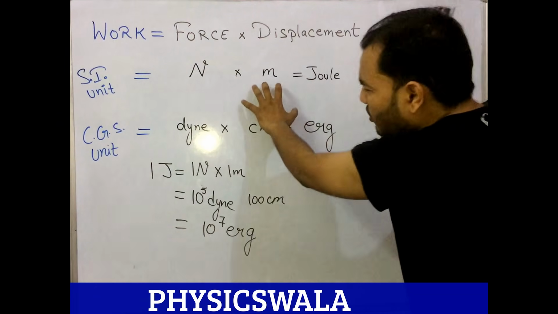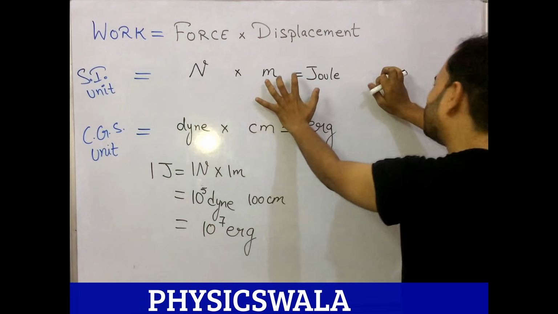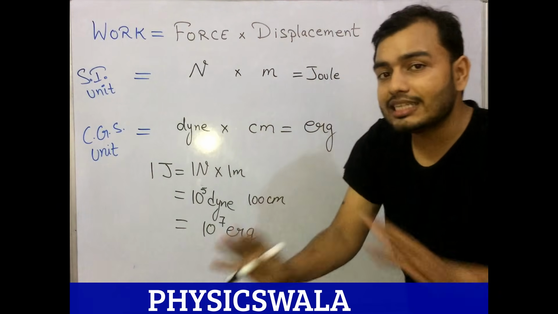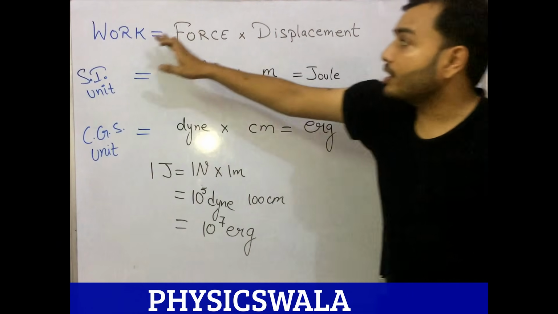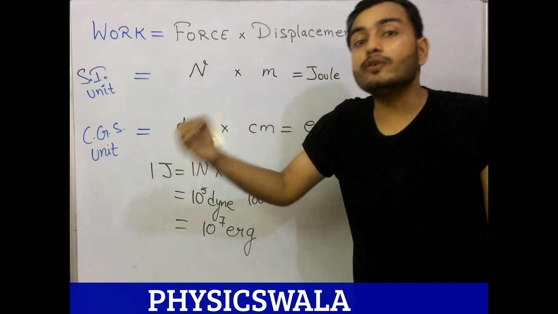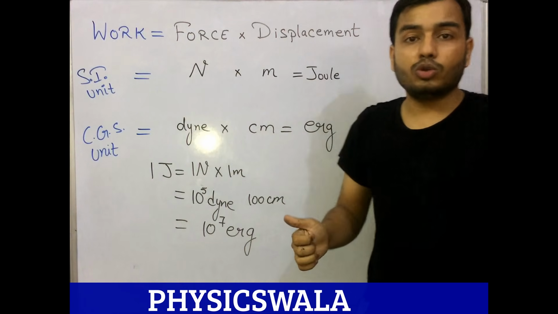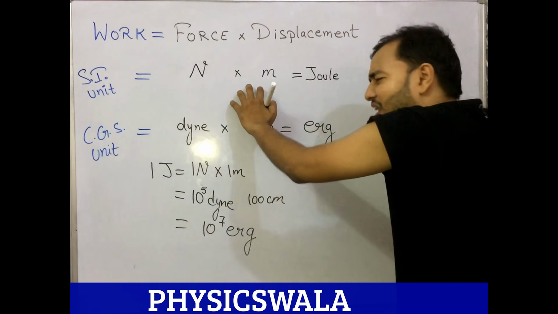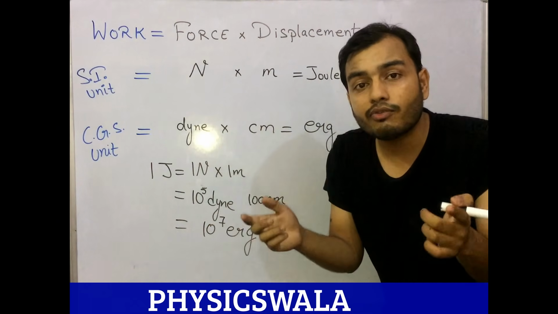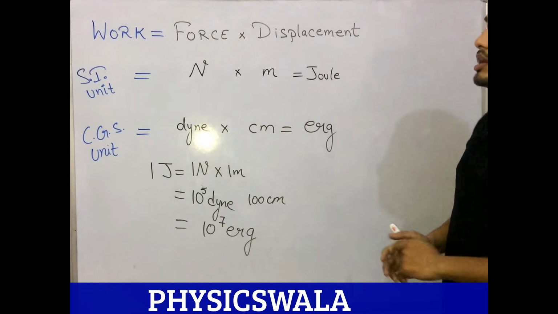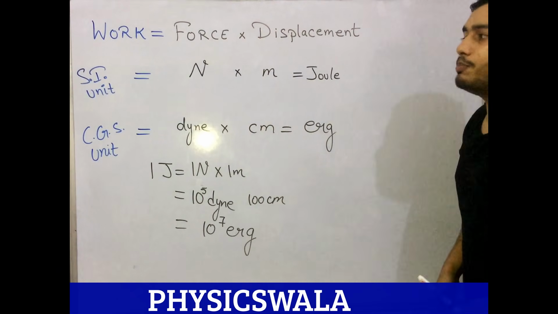Suppose I apply a lot of force on this whiteboard, and this whiteboard doesn't displace at all, doesn't move at all. So the work done by me according to physics will be 0. Though I am spending a lot of energy, I am pushing it, I am getting exhausted, but according to physics, the work done is 0. So work is force into displacement.